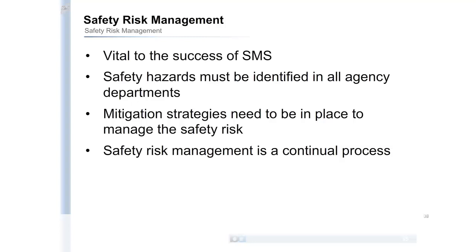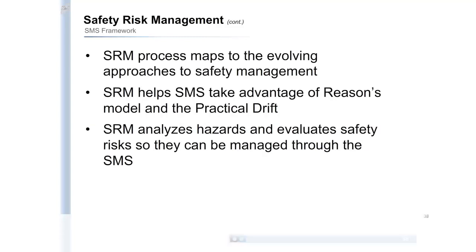Here are some ideas of why safety risk management is so valuable for a safety management system. Vital to the success of SMS. Safety hazards must be identified in all agency departments. Mitigation strategies need to be in place to manage the safety risk. Safety risk management is a continual process. SRM process maps to the evolving approaches to safety management. SRM helps SMS take advantage of Reason's model and the practical drift. SRM analyzes hazards and evaluates safety risks so they can be managed through the SMS.